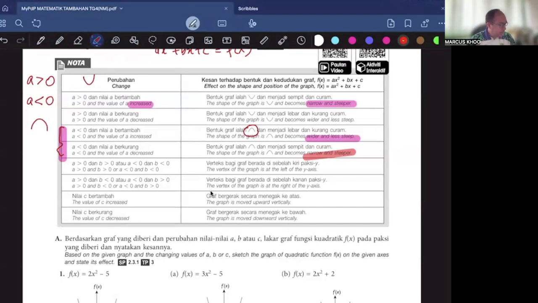Next, if A is more than 0, it's a positive number, B is a positive number, or if both A and B are negative.